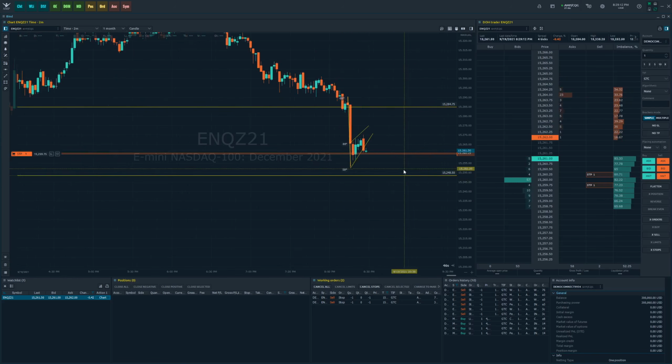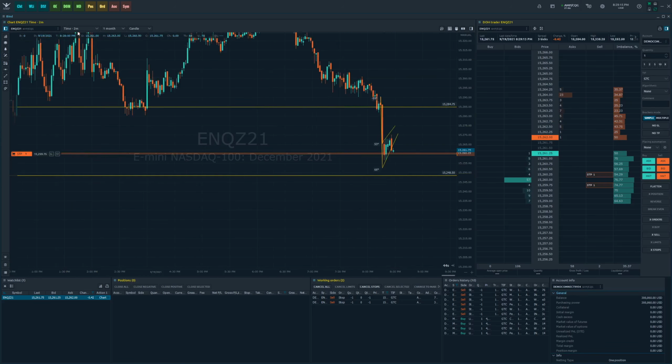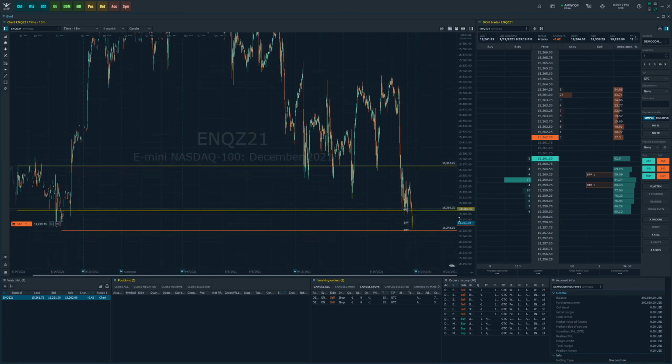I have this yellow line drawn as a support line. It's from pretty far back into here. I've got to go out to about a 15-minute chart to even see this probably.